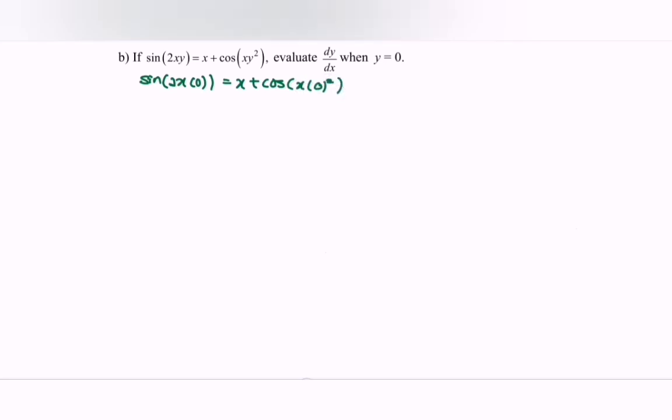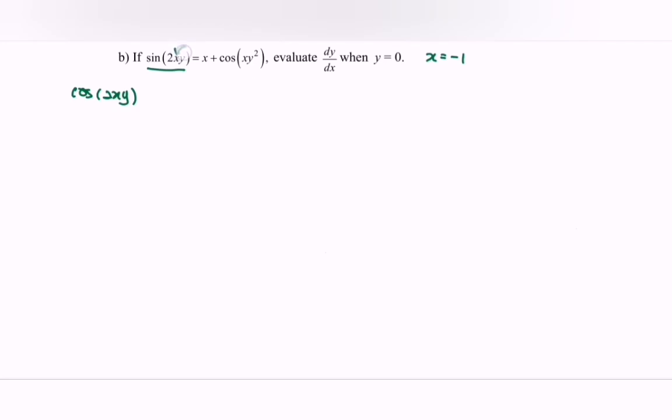So sine 0 gives 0, and cos 0 gives 1. So x is equal to negative 1. Next is to differentiate the equation. Focus on this part: differentiate sine of 2xy with respect to x. Differentiating the sine, we will have cos of 2xy.